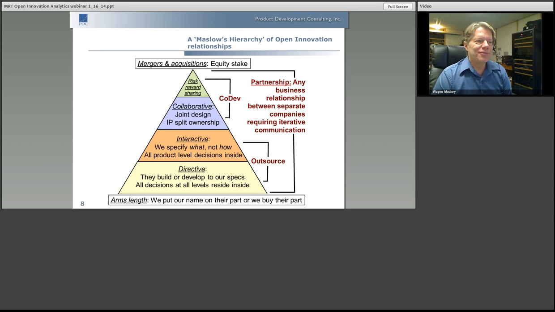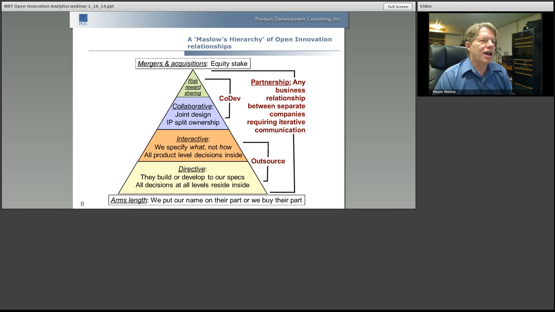Moving up from that, and these are both in the realm of what I call outsourcing, is an interactive relationship where we tell them what we want, but not how to do it. Some decision-making is outside, but all product-level decisions are made inside. Moving up the hierarchy, collaborative arrangements are where we have a joint design, and usually this involves some kind of an intellectual property split in terms of its ownership. We own it only partially, or we share the ownership of the final design or work.